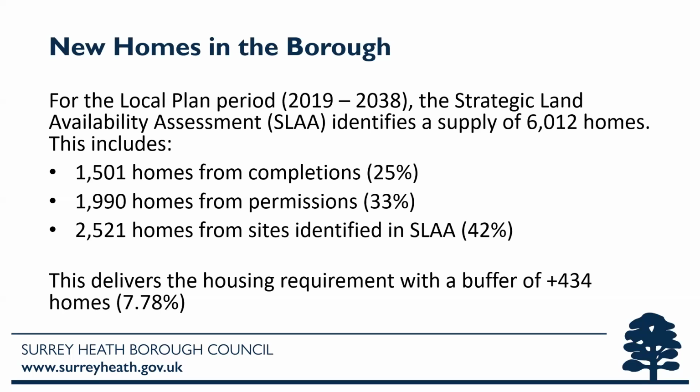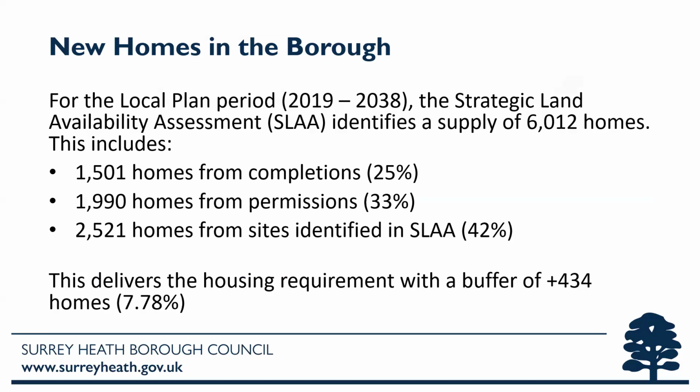A significant amount of the supply is from homes which have already been built since 2019. This comprises about 1,500 homes, which is 25% of the supply. Almost 2,000 homes have already been granted planning permission, which is 33% of the supply. This leaves a further 2,524 homes, which are on sites set out in the Strategic Land Availability Assessment. This comprises 42% of the supply.